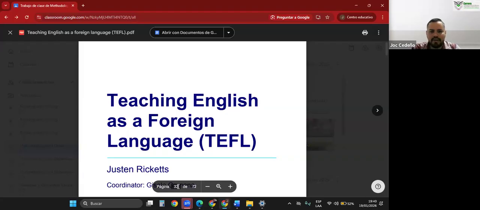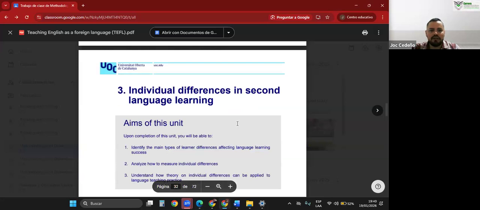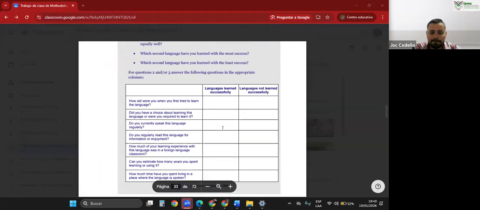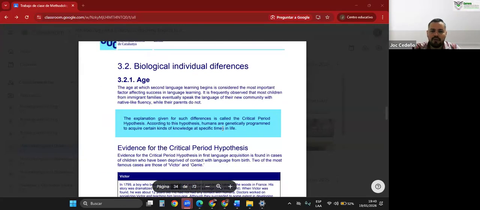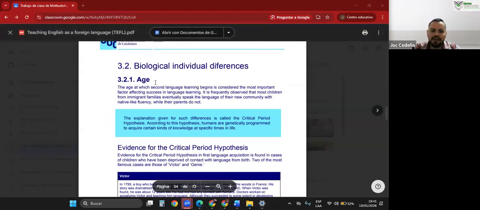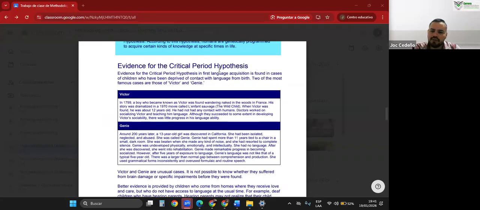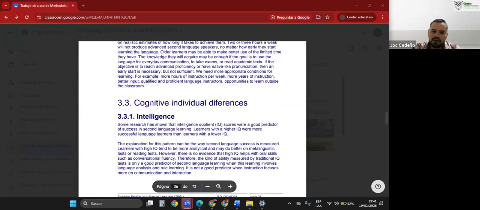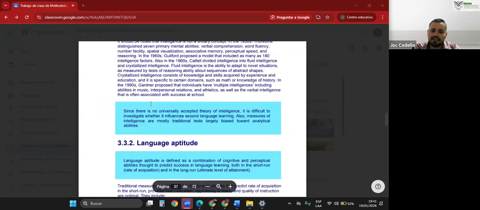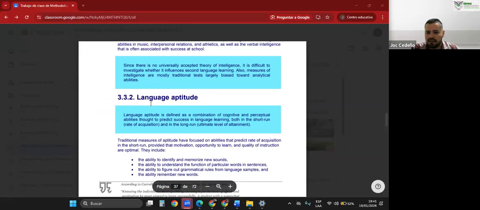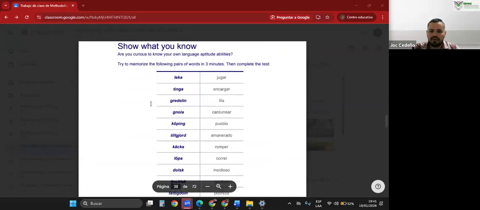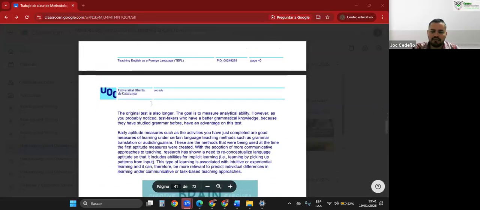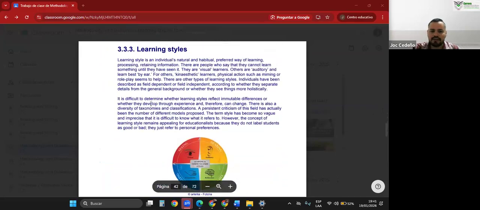Here, individual differences in second language learning, you need to focus on individual differences. We have a group of questions here to reflect. We have biological differences such as age. We have the critical period hypothesis, in which you're going to have some examples of Victor and Genie. Then you will have cognitive differences, for example, intelligence, language attitude, aptitude. That's basically what you need to review here until the next topic, which is about learning styles.